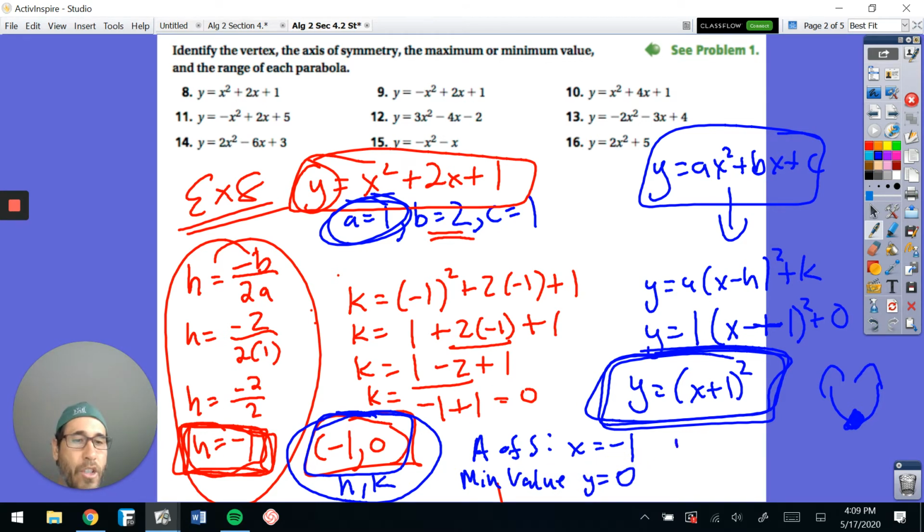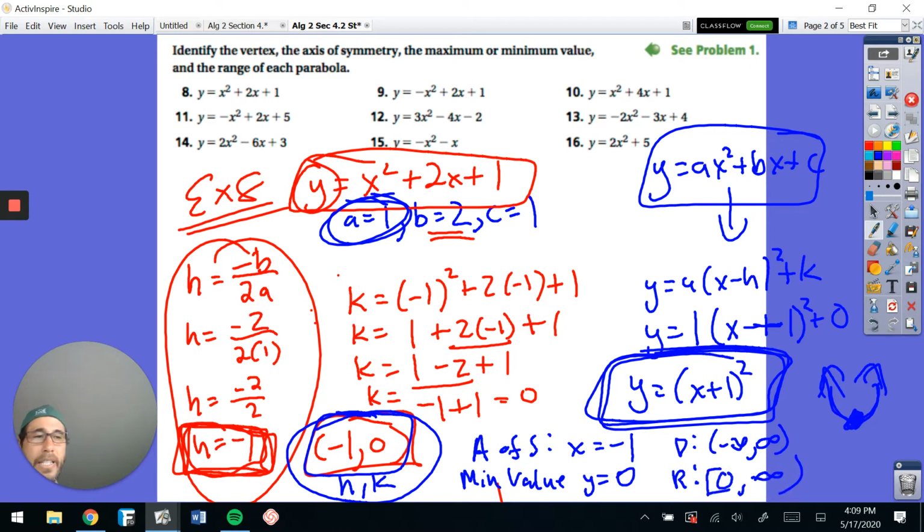And then last is your domain and your range. Domain would be negative infinity to infinity. And your range, remember, starts at the smallest value, then goes up ever and ever, which means the smallest value is 0, and it goes on forever and ever. Up though, right? We put the bigger number second and the smaller number first. So we put a bracket around there. That's it. That's as easy as it is.